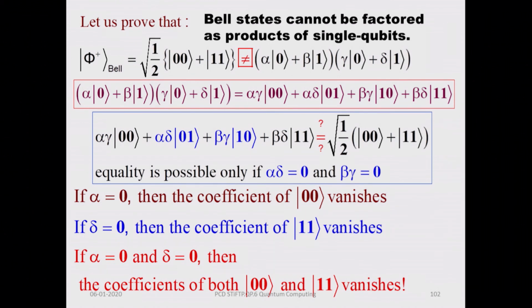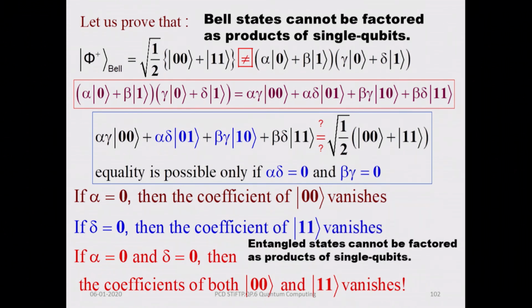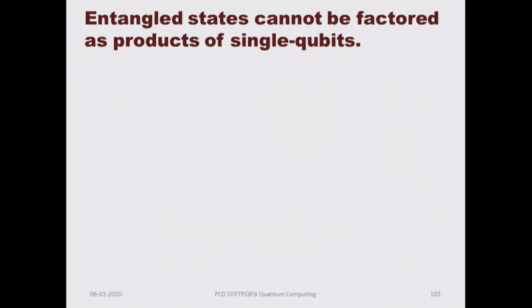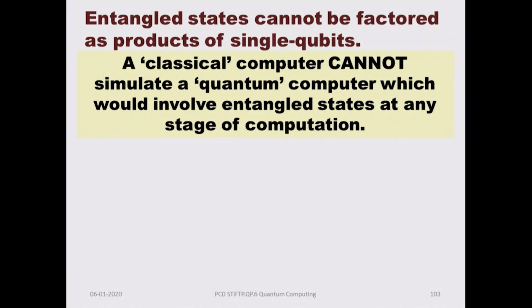These are called Bell states or entangled states. Entangled states cannot be factored as products of single qubit states. So, a classical computer cannot simulate a quantum computer, which also means that it cannot simulate nature, because nature is quantum mechanical. Okay?